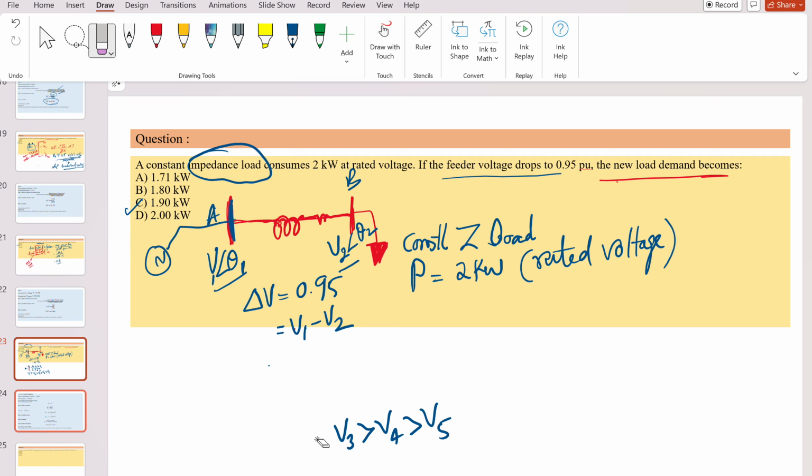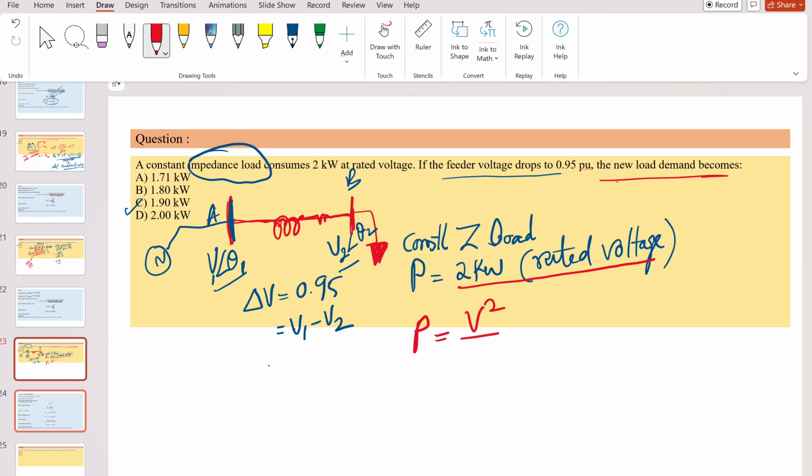So what is given here is that power is 2 kilowatt at rated voltage. What is the formula of power? It is V square by Z. Z is given, thus it is constant. So when Z is constant, it means that V square by P is equal to constant. Getting my point? Z constant means V square by P is constant.